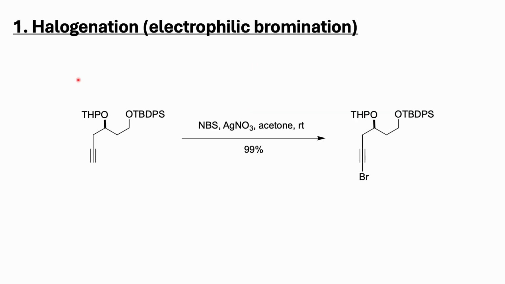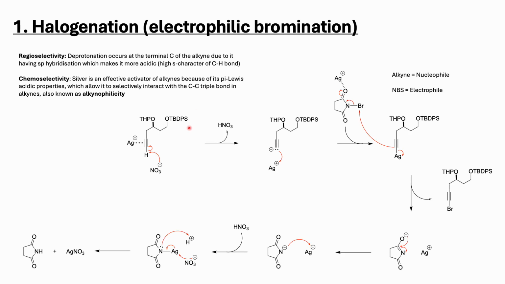So the first reaction is a halogenation, more specifically an electrophilic bromination of this terminal alkyne here. We're using NBS as our source of bromine, a silver catalyst, and acetone as our solvent. So in the first step, we are using our silver catalyst to activate the C-C triple bond. It can do this because silver has a d10 electronic configuration, which favors interactions with the C-C pi bond of the alkyne. This is also known as alkynophilicity.